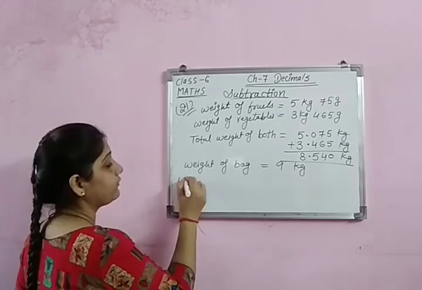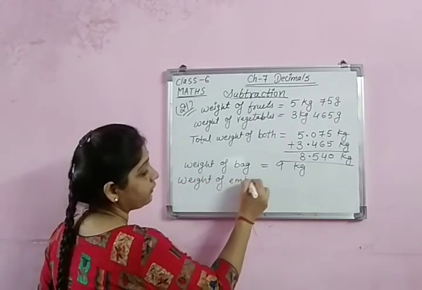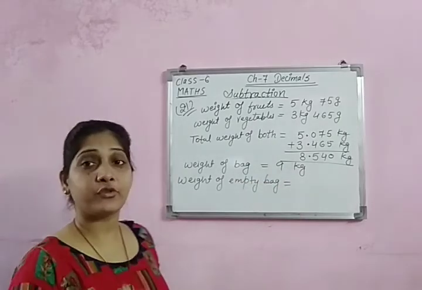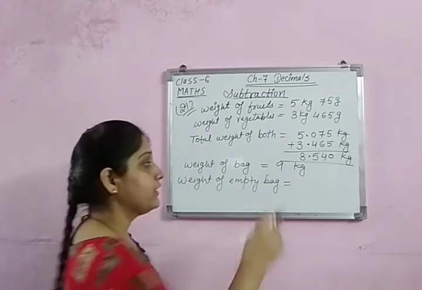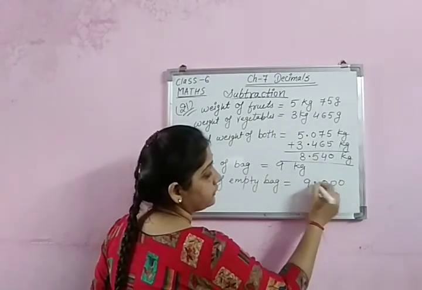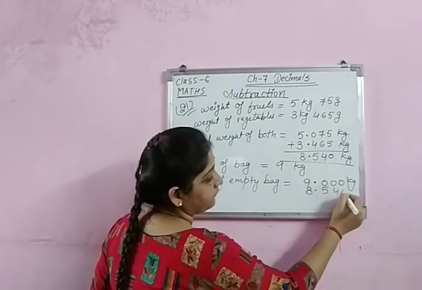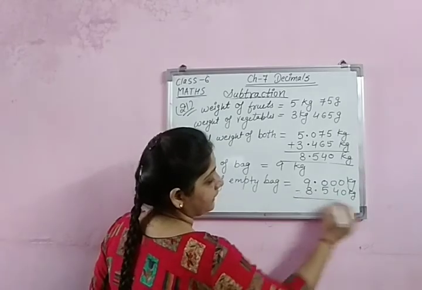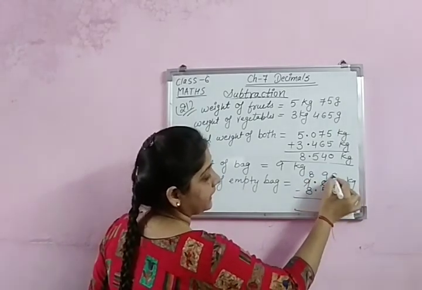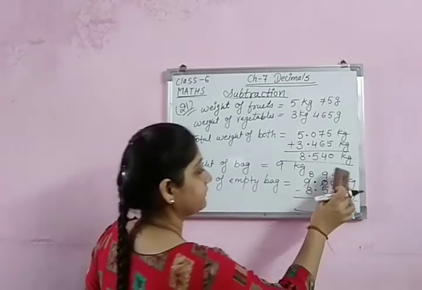Now we want to find what is the weight of empty bag. So how to find weight of empty bag? Empty bag means when there was no fruits and vegetables in the bag. So from this we have to subtract this one. 9.000 kg, and from this we have to subtract 8.540 kilogram. Let's subtract this so that we know what is the weight of empty bag. This will be 9, 9 and 10. Sorry, I think it was 9.